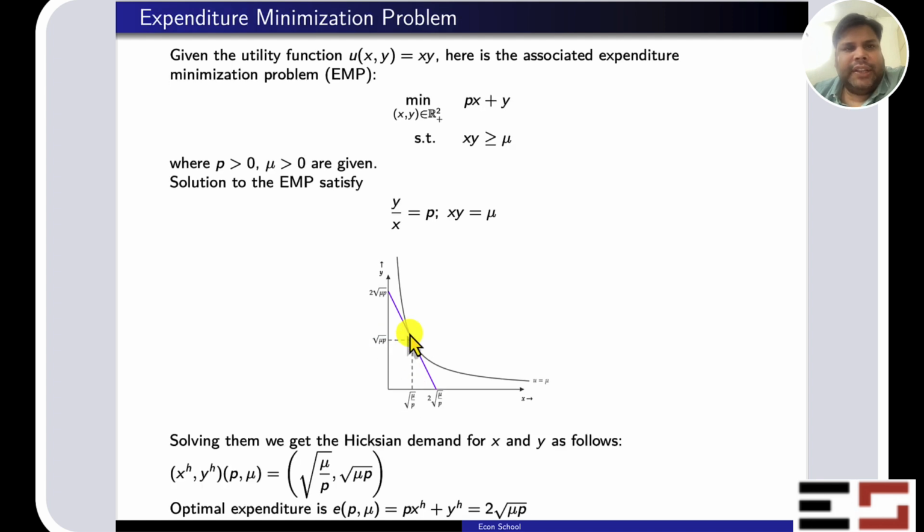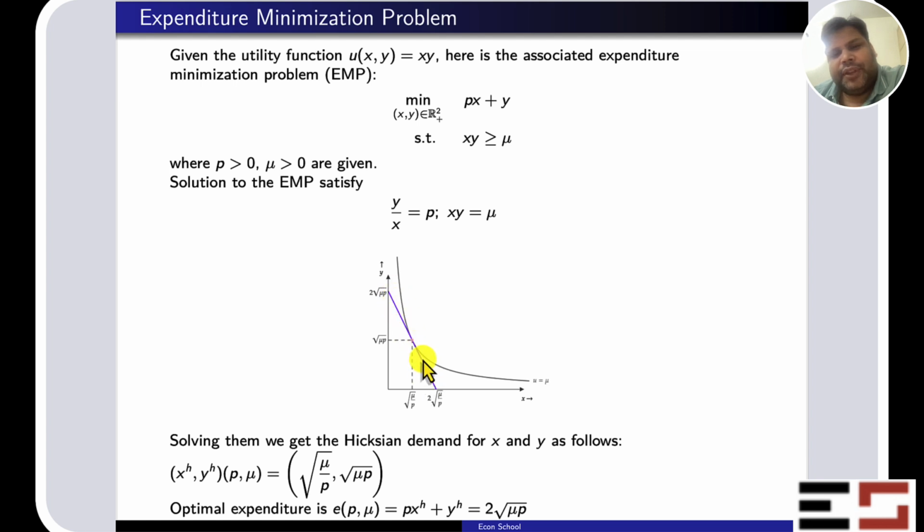Okay, and let us look at the expenditure minimization problem. If we solve the expenditure minimization problem of this particular consumer, this is how we write the problem: you minimize px + y, subject to the constraint that xy is greater than or equal to mu, where p is positive and mu is positive are given.